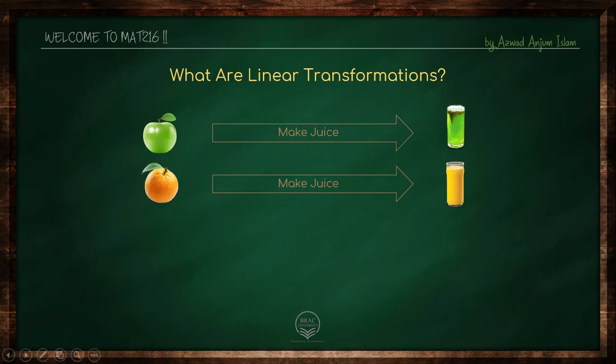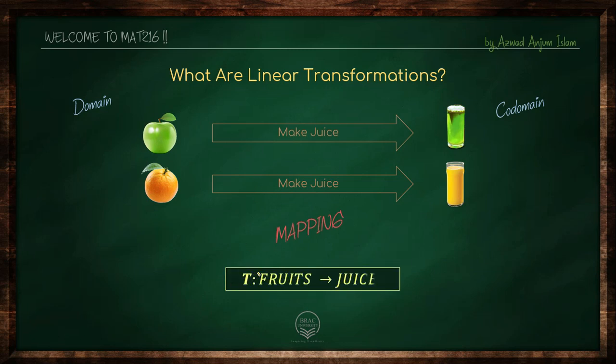Now you can also think of this as mapping, because we have two sets here, the set of domain and codomain, and the transformation actually is mapping each element of the domain into some element of the codomain. So this is exactly like a function, and we write it as the transformation from the set of fruits to the set of juice.